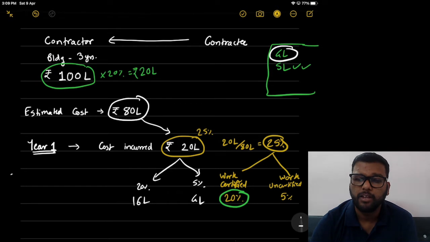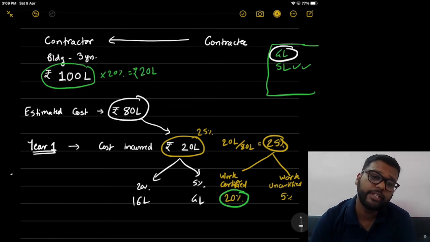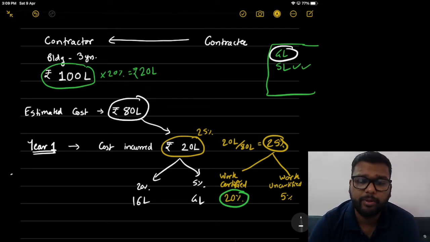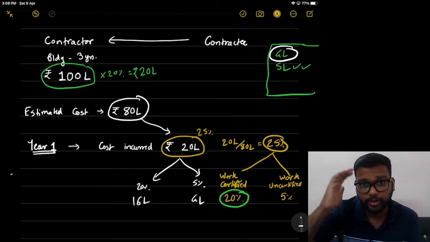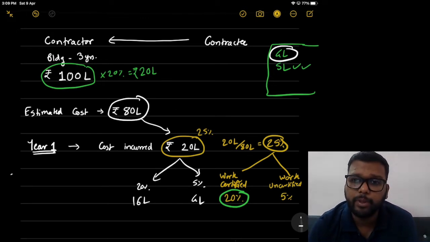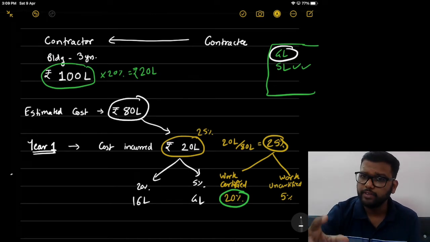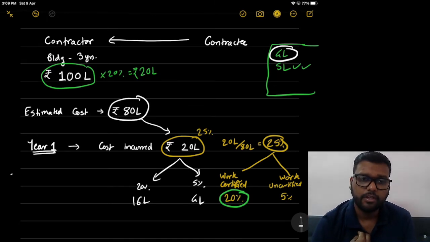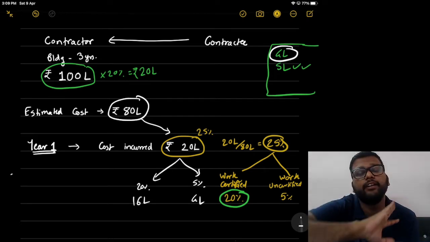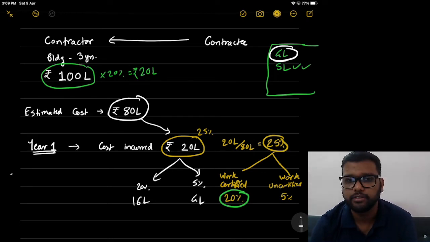Right. So can we do something like this, from the contractee's point of view, that in every payment we will deduct, let's say, 2% or 5% of the amount. We will not pay that 5%, we will retain it, and we will pay that 5% only at the end, once we are satisfied that the building is okay. Does that seem logical?